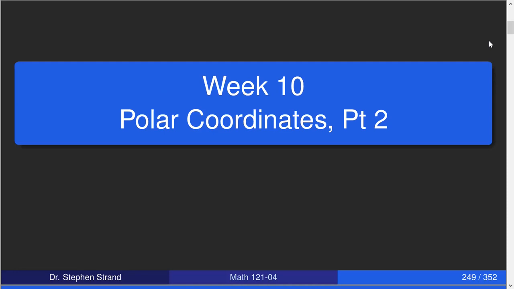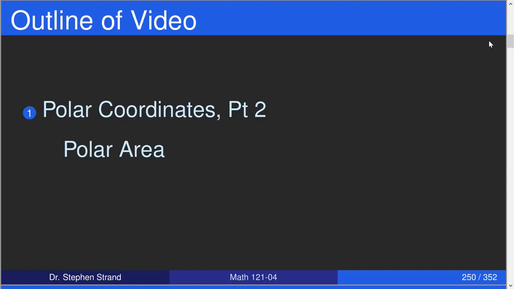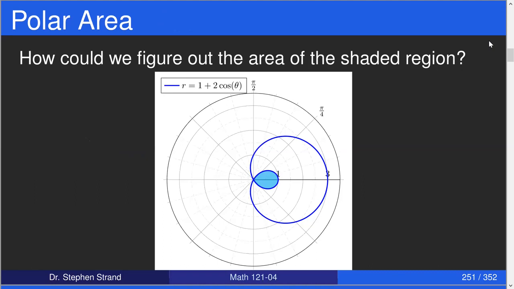Alright, welcome back. Today we are going to take another look at polar coordinates. In particular, we're going to talk about how we can use polar coordinates and the ideas of calculus to calculate the area under polar functions. So first, what we want to do is look at what that means.